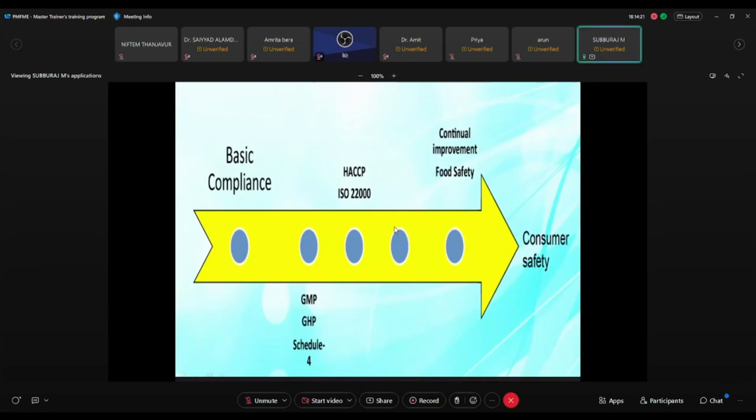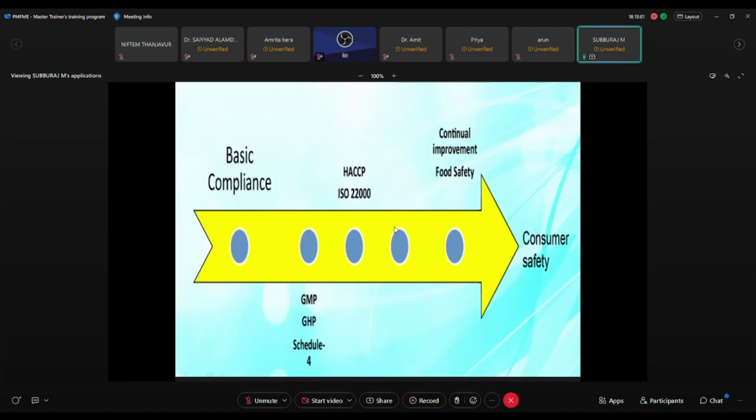Then you move to good manufacturing practices and good hygienic practices, and then follow Schedule 4. Once that is completed, you think about HACCP or ISO 22000. If everything is completed, you should not say, okay, I am really going to relax. No, we have to go for continual improvement of food safety. That means internal audit, external audit, third party audit, and hygiene rating. We have to think about all these things and adopt them accordingly.